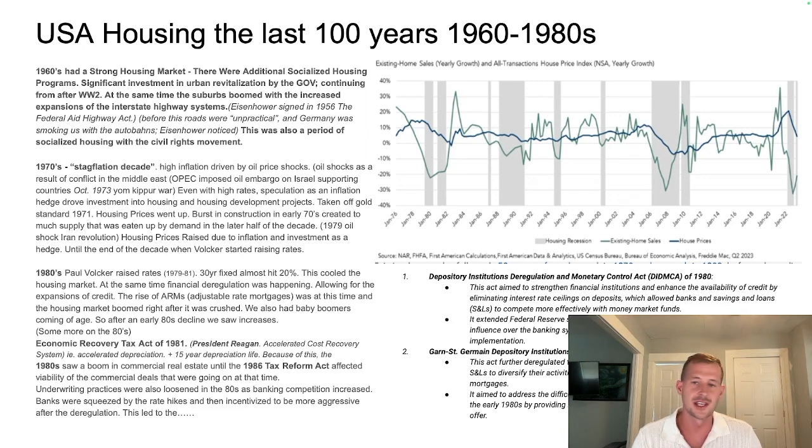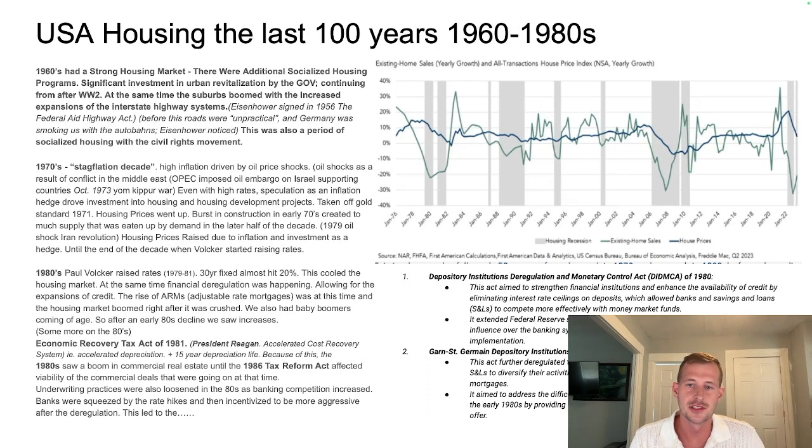So Paul Volcker came in, in the 1980s. I call this period the Paul Volcker period. So 1979, 1981, Paul Volcker comes in and he raises rates to combat this inflation because the whole decade, it's been a struggle. So the 30-year fixed rate almost hits 20% back then. And this made the housing market dip, a lot, obviously.